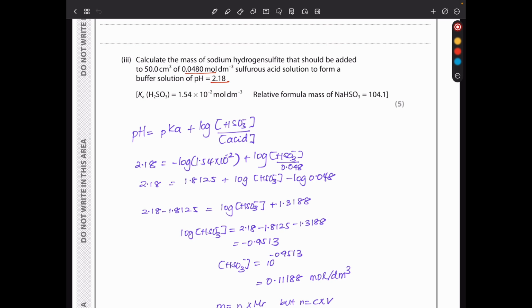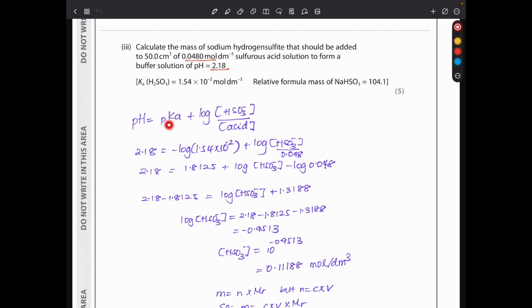Then they say calculate the mass of sodium hydrogen sulfide that should be added to 50 centimeters cubed of this concentration sulfurous acid solution to form a buffer solution of pH 2.18. They've given us the Ka for the acid and the relative formula mass of the acid. So I use pH is equal to pKa plus log of HSO3 minus divided by the concentration of the acid. These two are concentrations. Since I'm given the pH and I have the Ka, I can find the pKa, which is negative log of Ka, plus the log concentration of this is unknown, but we know the concentration of sulfurous acid, which is that.